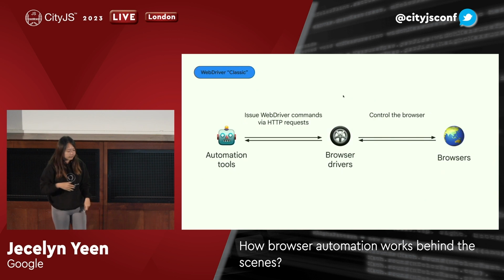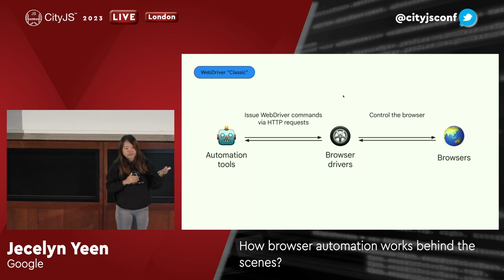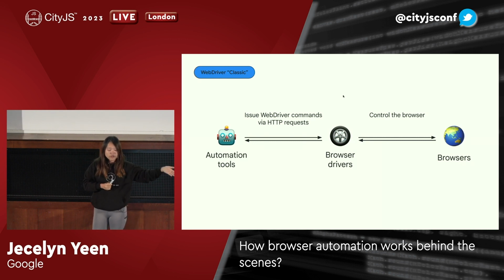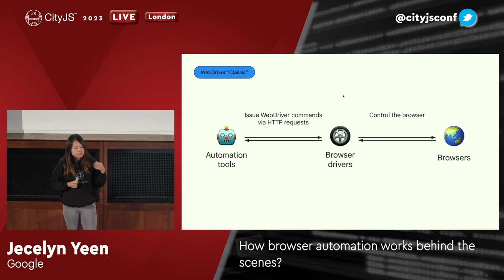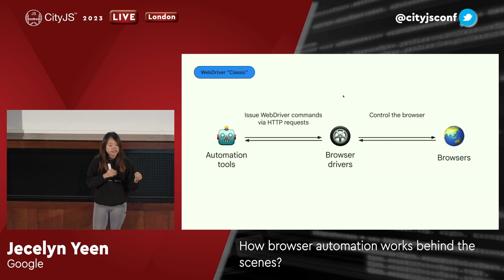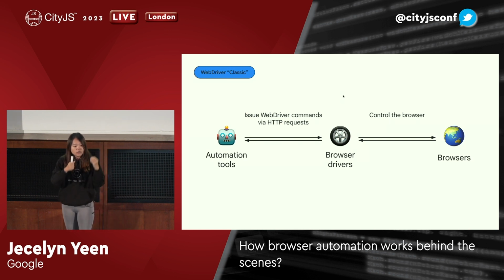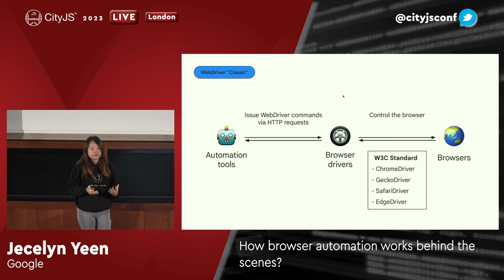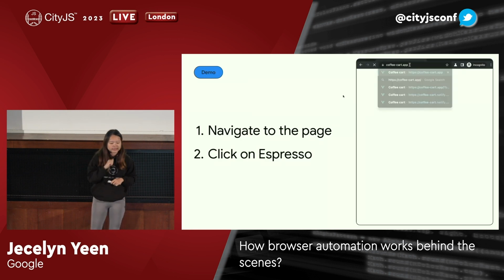So let's start with WebDriver Classic. What this does is that your automation tool or framework will talk to a middleman, which is the browser driver. It will issue WebDriver commands via HTTP requests, and the browser driver will control the browser using their internal protocols. Because it's a W3C standard, all the major browsers keep their drivers up to date. So if you are doing test automation, you have all these drivers that get released every time a browser gets a new version. Okay, let's see this demo.